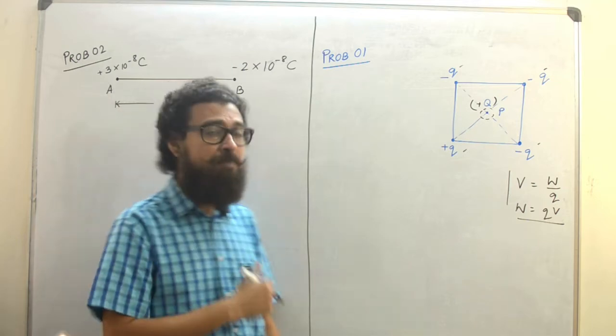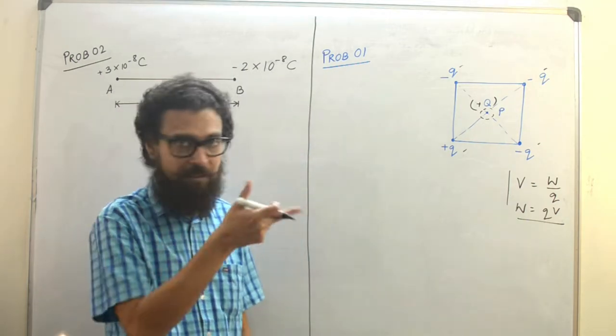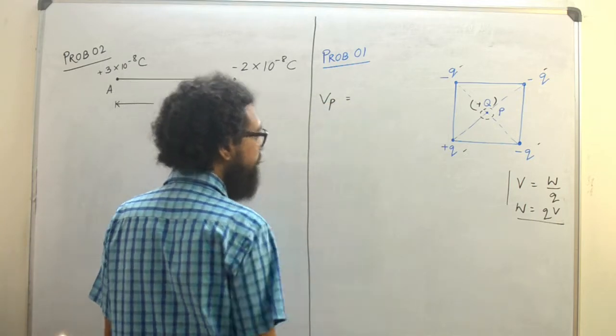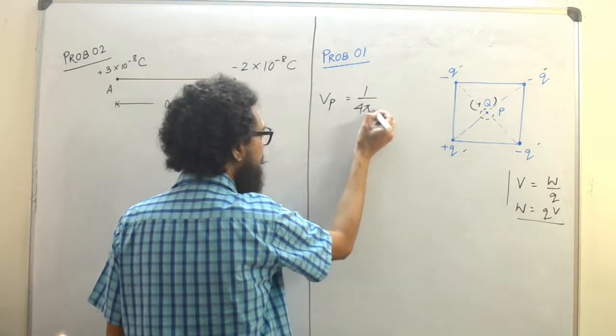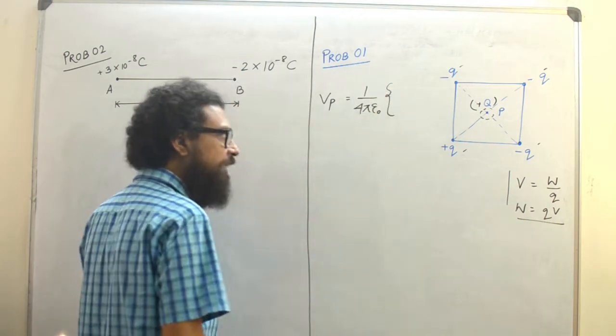But the easiest part of potential is that it is a scalar quantity. We need not think about the direction. Alright, so let us find Vp, and how we can write it? It's very simple. We'll take 1 by 4 pi epsilon naught, it is Q by R. So we'll take this common and then individually we'll take.